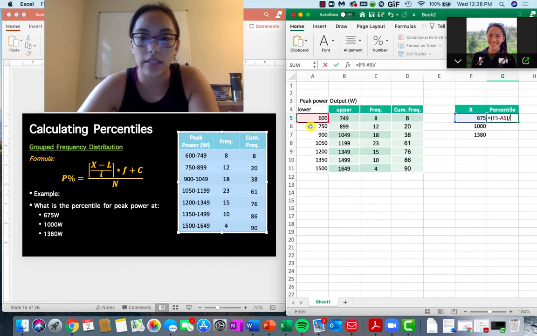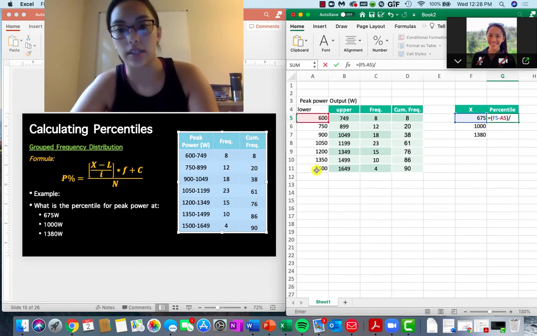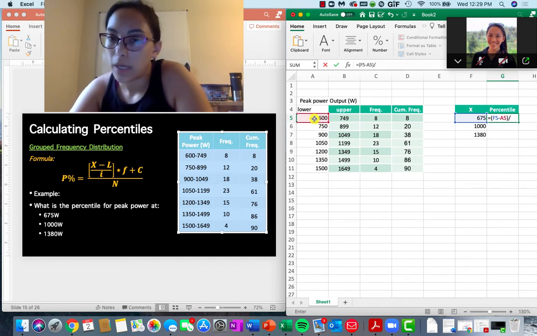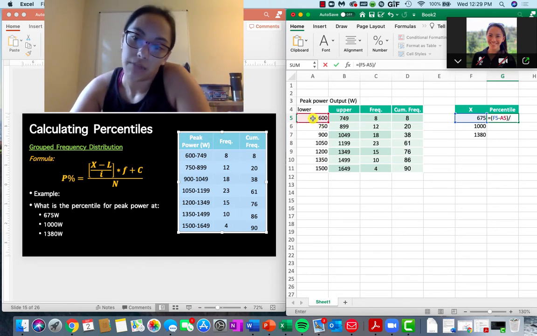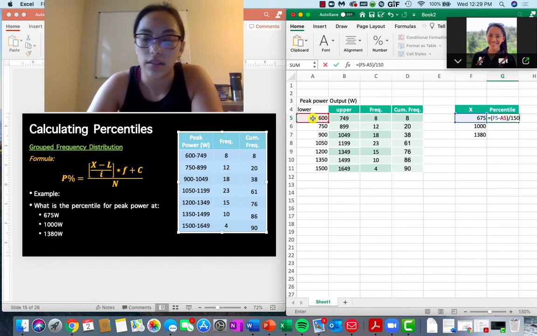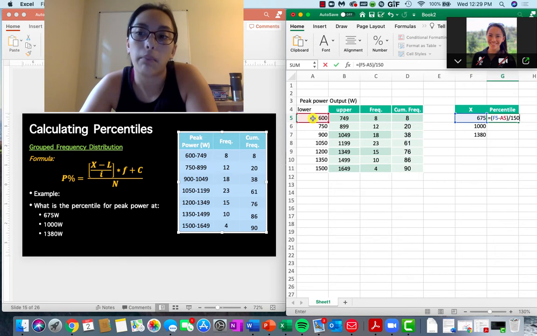Remember that interval size is the difference between two adjacent lower bounds or two adjacent upper bounds. And you can use that with any of these numbers as long as the values are adjacent groups or right next to each other. So I'm going to do 750 minus 600. That should give me a difference of 150. Once you find your interval size, it's constant, so we can actually type that number.